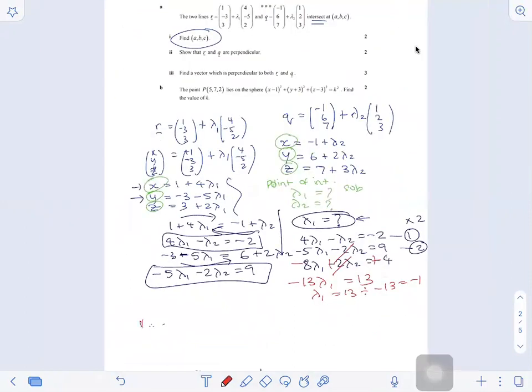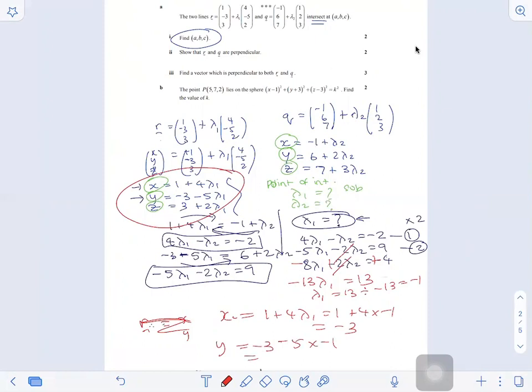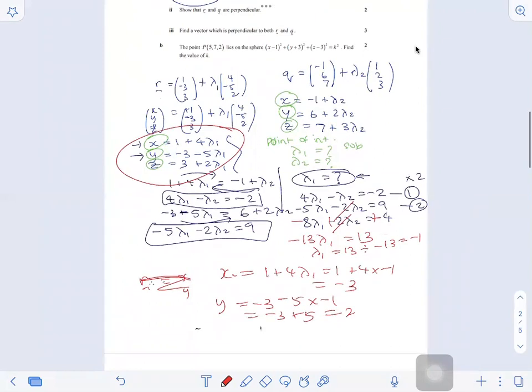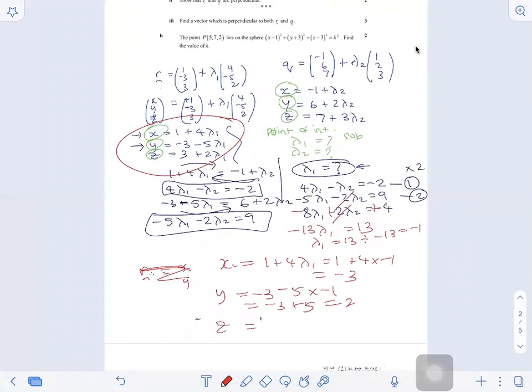So now we have lambda 1. We can go back to this equation, or even just use the parametric one here. X will equal 1 plus 4 lambda 1, so it's 1 plus 4 times -1, which is -3. The y value is -3 minus 5 times -1, which is -3 plus 5, which is 2. And the z value is 3 plus 2 times -1, which is 3 minus 2, which is 1. So the point of intersection will be (-3, 2, 1).